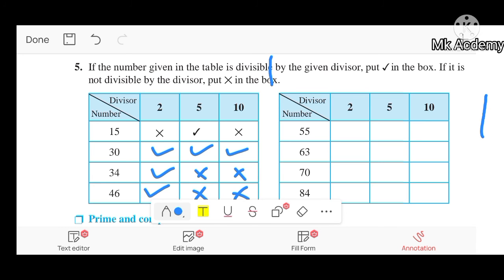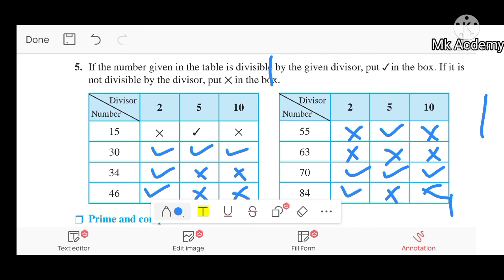Now, in the second box, the first number is 55. Is it divisible by 2? No, then wrong. Then 5? Yes. Then 10? Wrong. Now 63. Is 63 divisible by 2? No. 5? No. Then put a cross mark. 10? No. Now 70. Is 70 divisible by 2? Yes. Put a right mark. Then 5? Yes. 10? Yes. Now 84. Is 84 divisible by 2? Yes. Then put a right mark. Then 5? No. 10? No. Then put a cross mark.